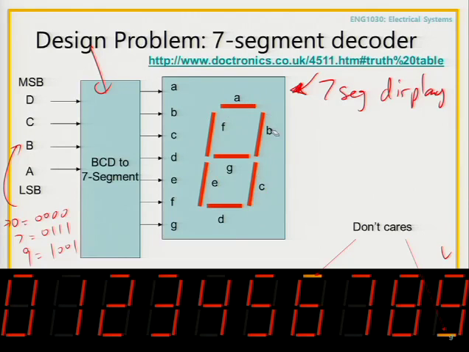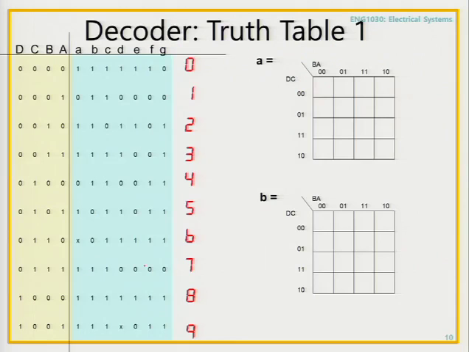So A will only light up for certain numbers, B will only light up for certain numbers, C will only light up for certain numbers, etc. Does that make sense? Okay, so here I have filled in already which segments should light up for which numbers. And I've included the don't cares for 6 and 9, just for fun.